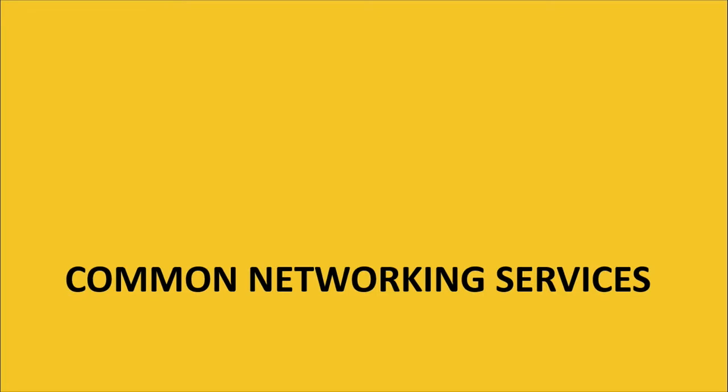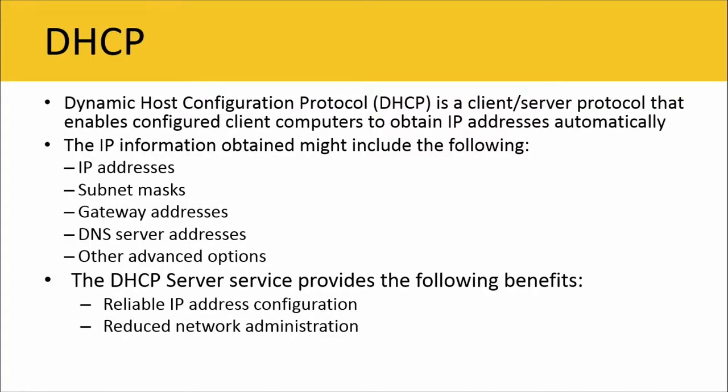Without further ado, common networking services. So DHCP, or Dynamic Host Configuration Protocol, is the protocol that enables our computers to obtain IP addresses automatically. And so the IP information obtained is probably going to include your IP address itself, a subnet mask, a gateway address for your default gateway device, the router, and then your DNS server address. We'll talk about what the Domain Name System is in detail here in a little bit.